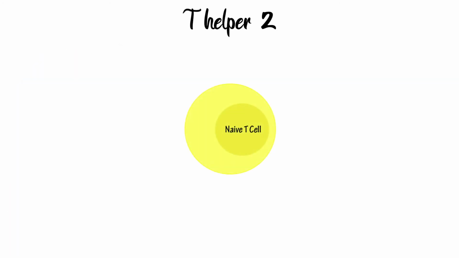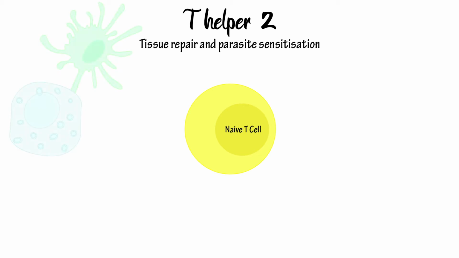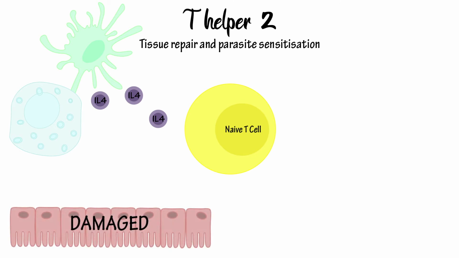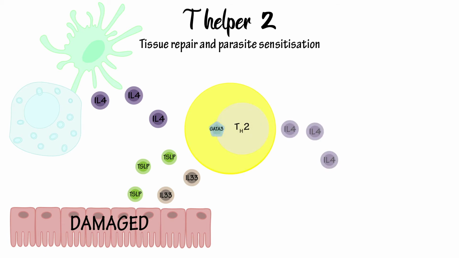The T helper 2 subtype is in response to helminths, which are worm-like parasites, and it also promotes tissue repair. The main polarizing cytokine is IL-4, and it's usually released by dendritic cells and mast cells. There are 2 other cytokines that lead to the T helper 2 subtype that are released by damaged epithelium, and they're called IL-33 and thymic stromal lymphopoietin, and you'll see why this is particularly needed later. The transcription factor is GATA3, with the resultant cytokines being IL-4 again, so you get amplification, IL-5 and IL-13.